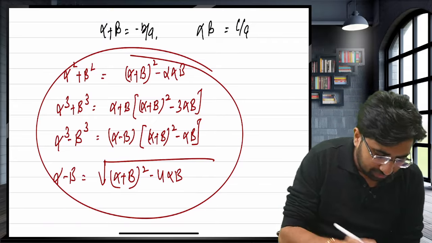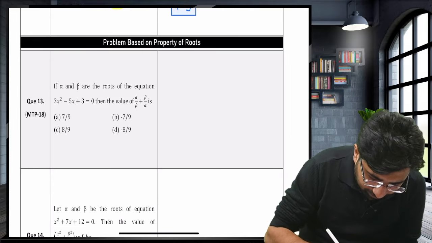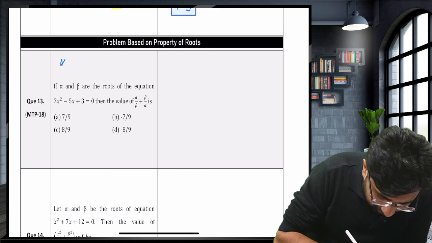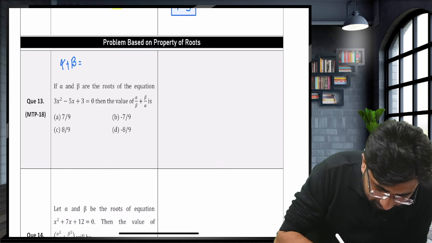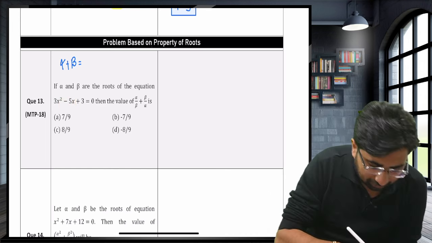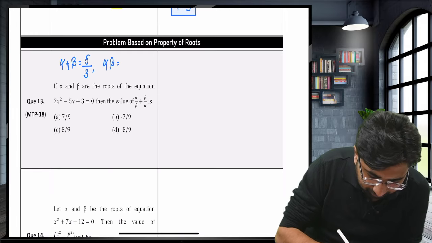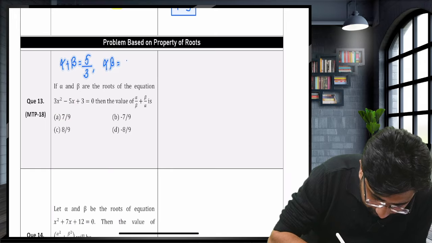Now, everybody, let's start with this. If alpha and beta are the roots of this equation, find the value of this. Everybody knows two things. What is alpha plus beta? Minus b by a. What is minus of minus 5? 5 by 3. What is alpha into beta? C by a. 3 by 3 will be 1.